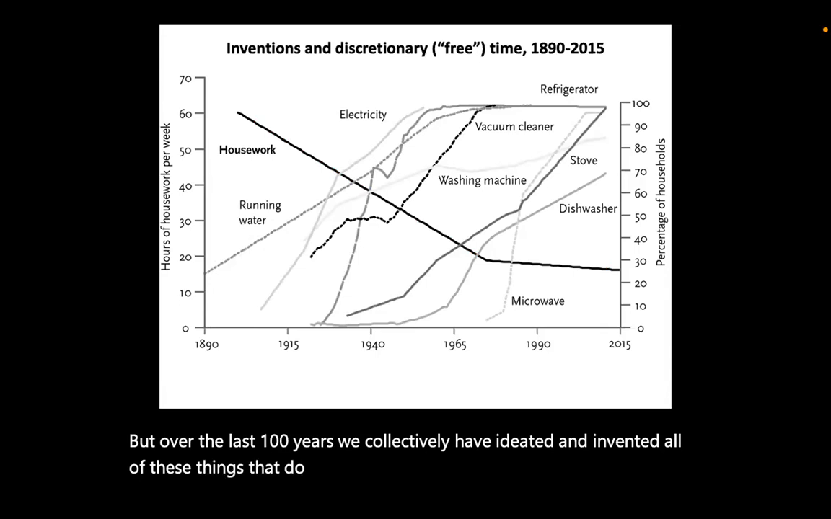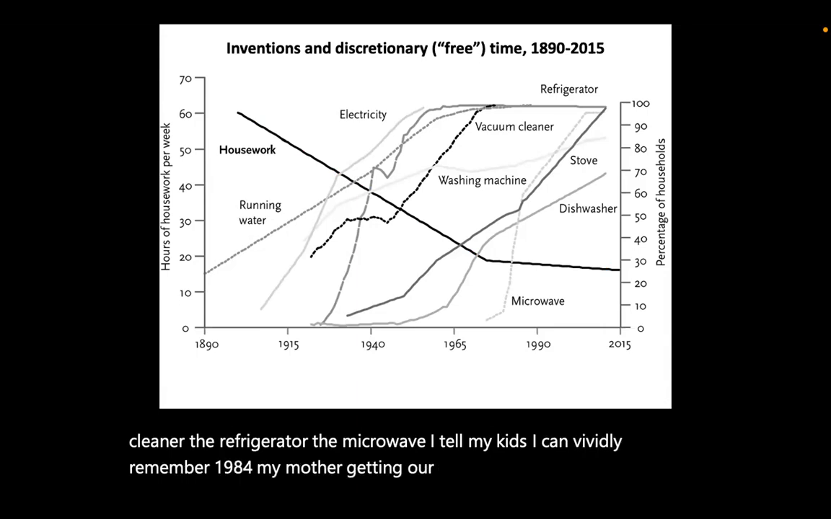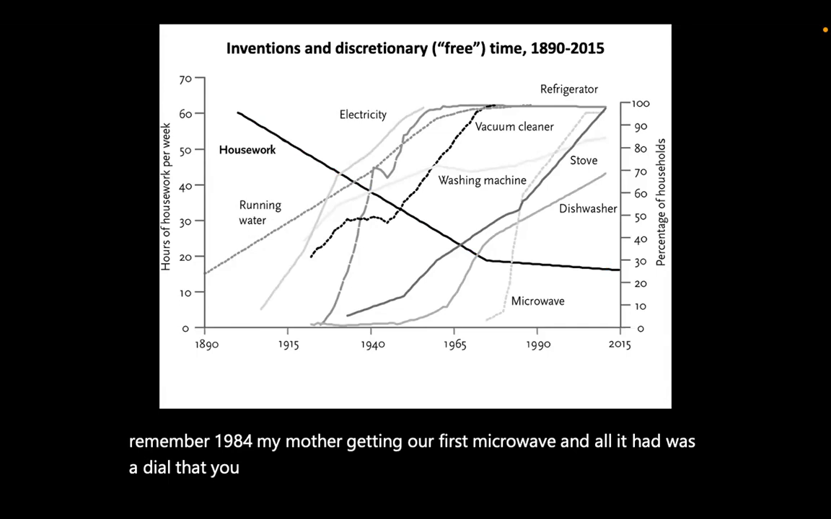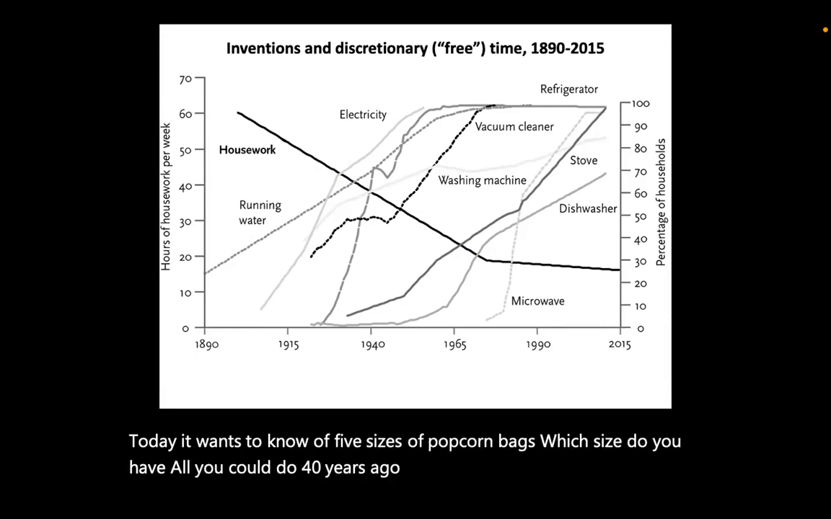But over the last 100 years, we collectively have ideated and invented all of these things that do work for us. The washing machine, the vacuum cleaner, the refrigerator, the microwave. I tell my kids, I can vividly remember 1984, my mother getting our first microwave, and all it had was a dial that you could turn. That was it. Today, it wants to know of 5 sizes of popcorn bags, which size do you have? All you could do 40 years ago was turn it on and off.